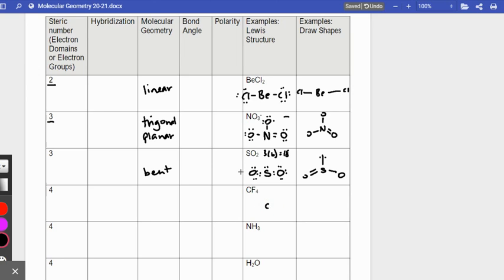CF4, carbon with 4 fluorines, is going to look like this guy. Everybody gets 8 for this one. If we add up the number of valence electrons and how many we are putting, they should be equal. And this is carbon tetrafluoride.